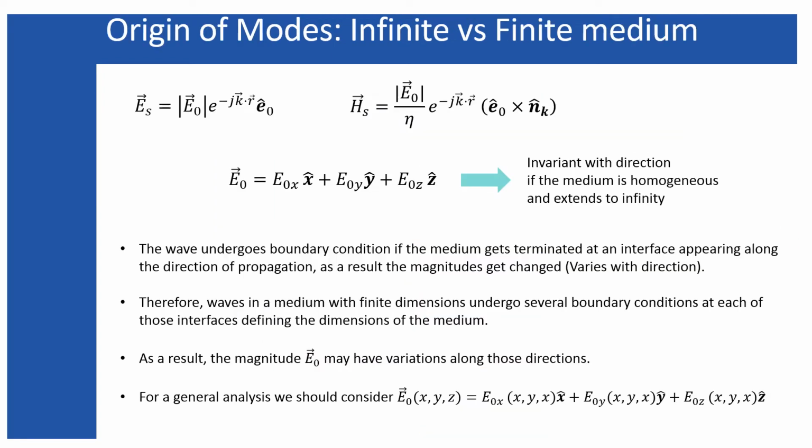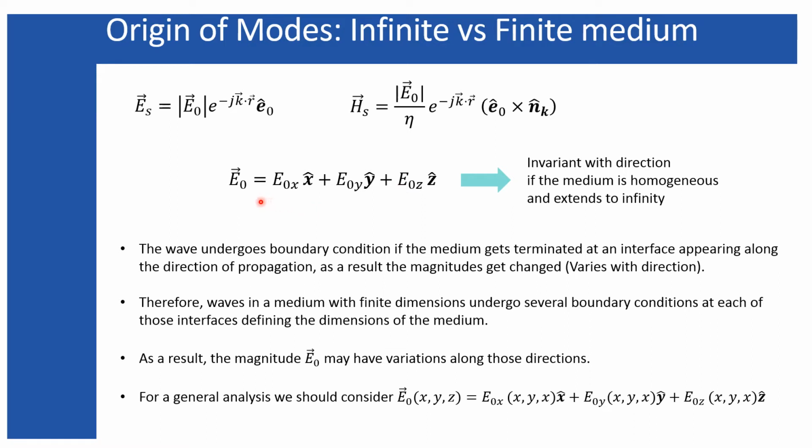Origin of modes. In all of my previous lectures, I have assumed the electromagnetic wave propagation based on these expressions. This expression is for the electric field and this one is for the magnetic field. These expressions consist of two parts. One is the polarization part for the electric field and the next one is the propagation part. The polarization part, which is basically the magnitude of this electromagnetic field, remains constant when I have assumed the medium is infinite, because each of these components remains invariant with respect to the directions.